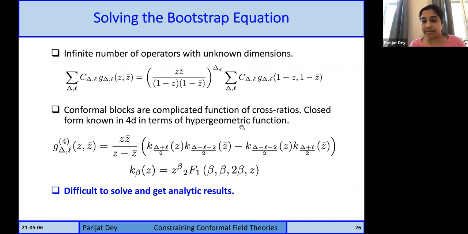So the closed form expression is known in 4 dimensions in terms of hypergeometric functions. So it's a product of 2 hypergeometric functions with arguments that depend on z and z bar. So this is k, some exponent times some hypergeometric function. Now from this expression, you can see that if you try to plug this in here and compute the unknowns, it's very difficult to solve and get analytic results.